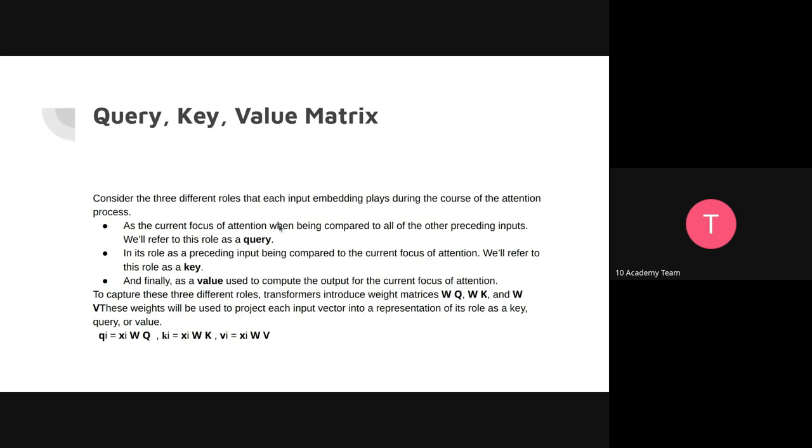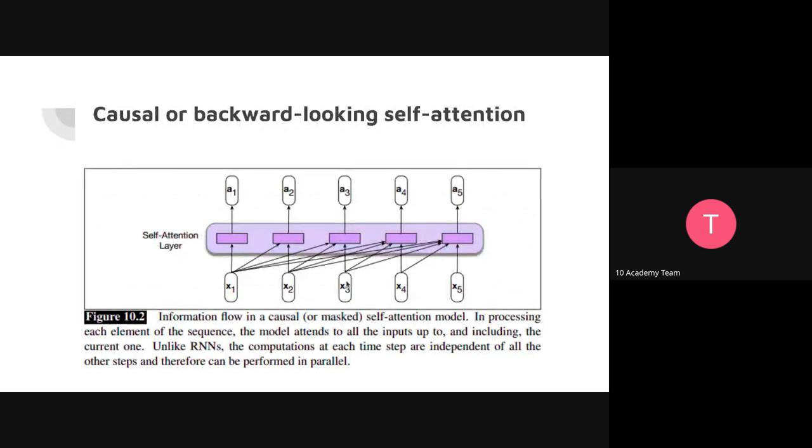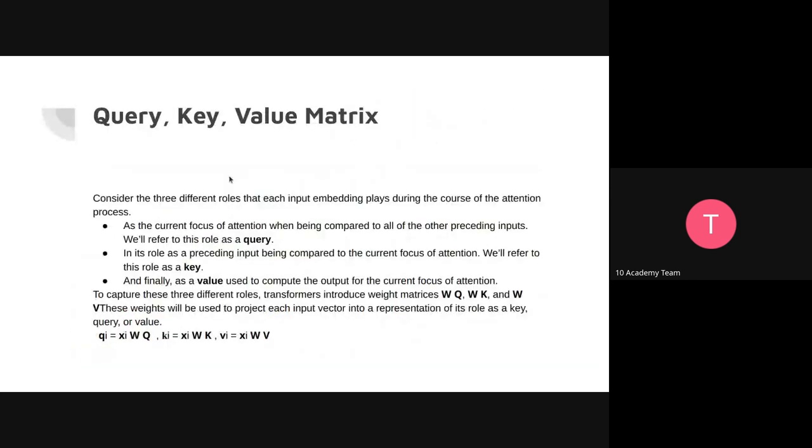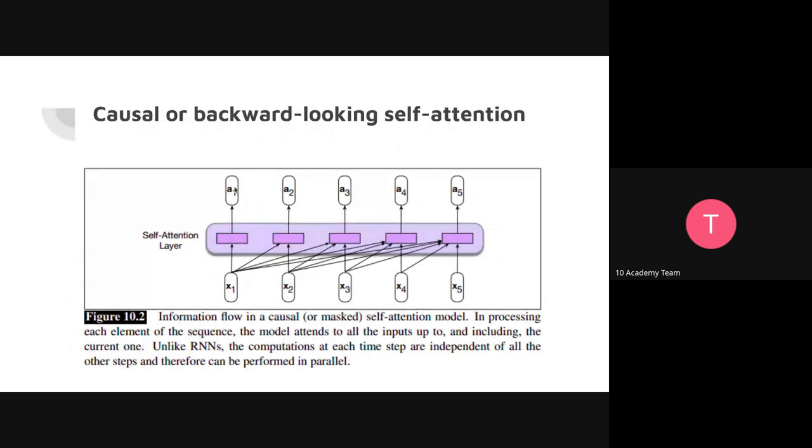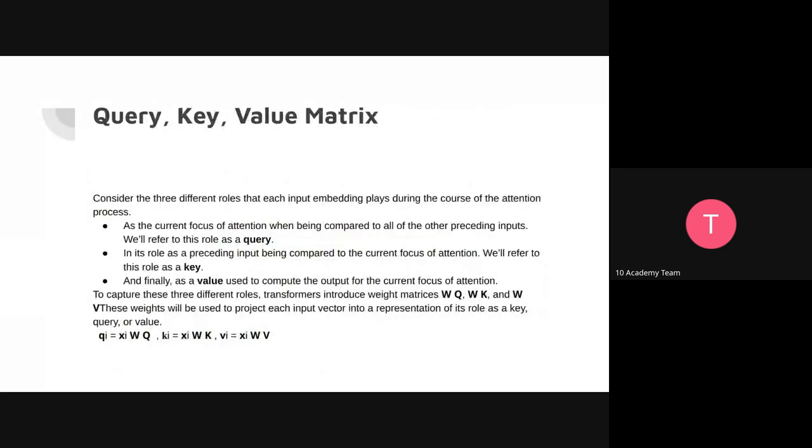But anyway, think about each vector here. For A1, X1 is a current focus of attention when I'm calculating A1. But when I'm calculating A2, X1 is a word that can be related to it, so its role is a key. So I have three roles for each input. One is when it's the current focus of attention, and I'm calling it the query. The second is when it's preceding the input, and that is when it's a key. And the third is when it's used as a value to compute the output. So there are three roles for each.